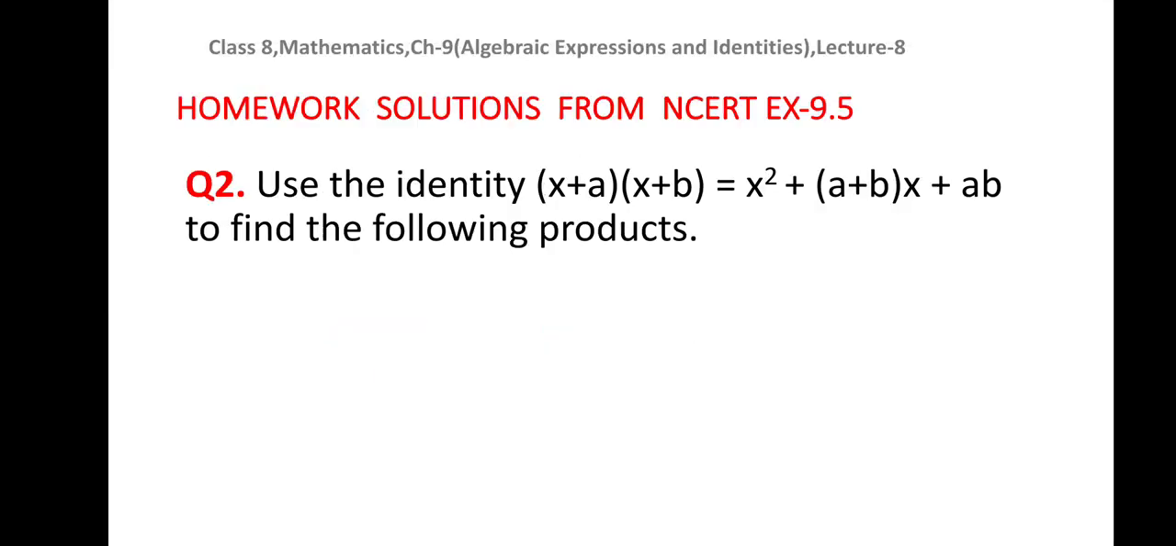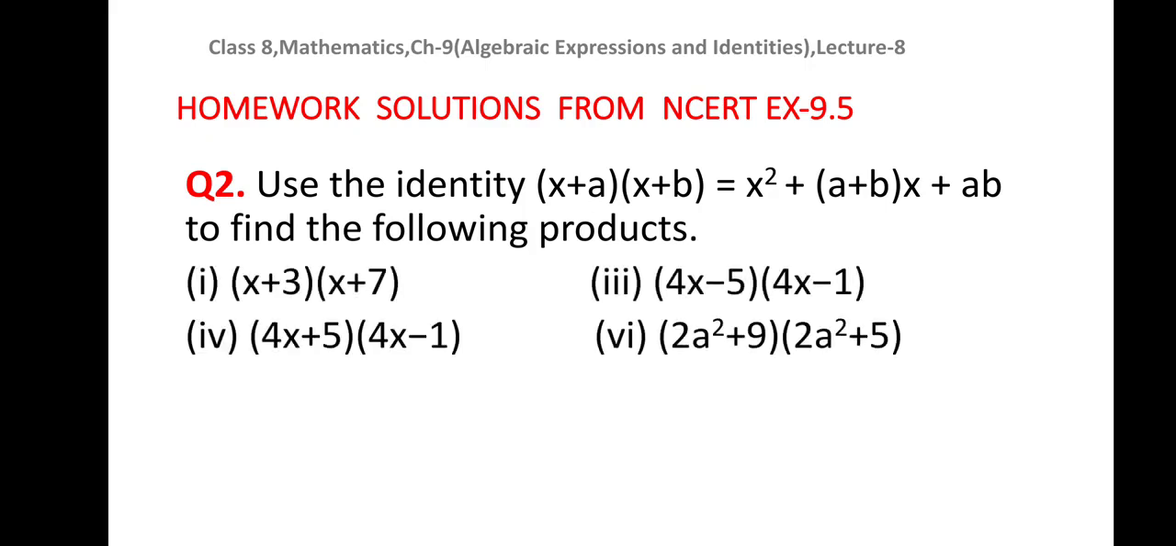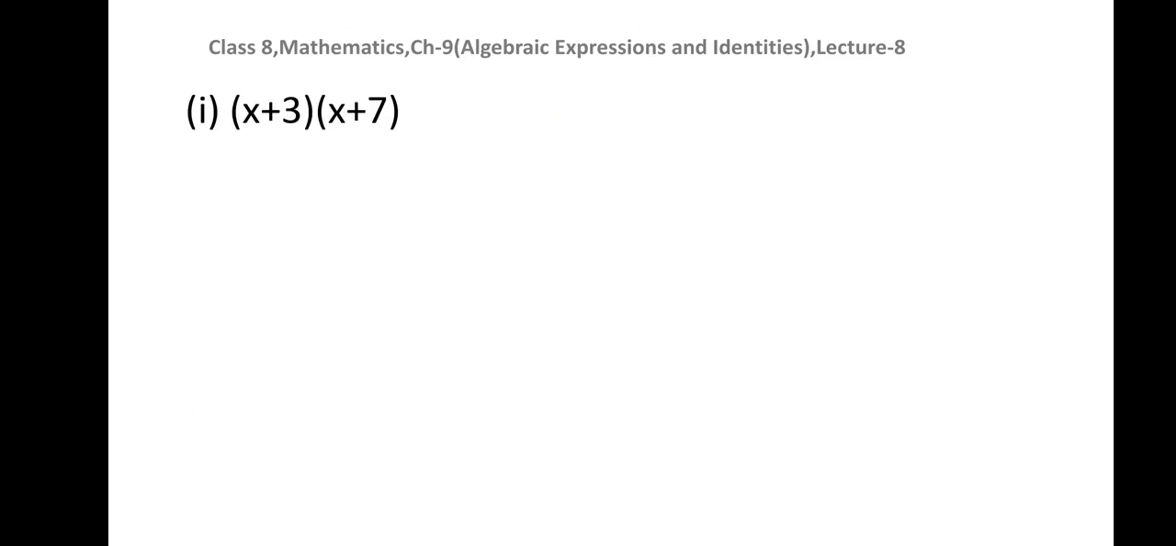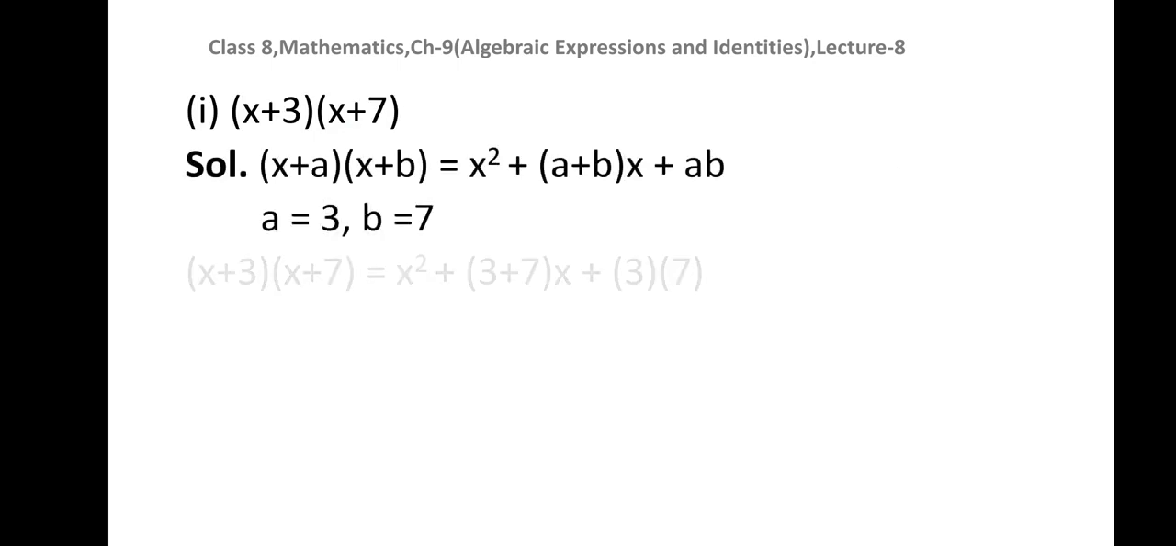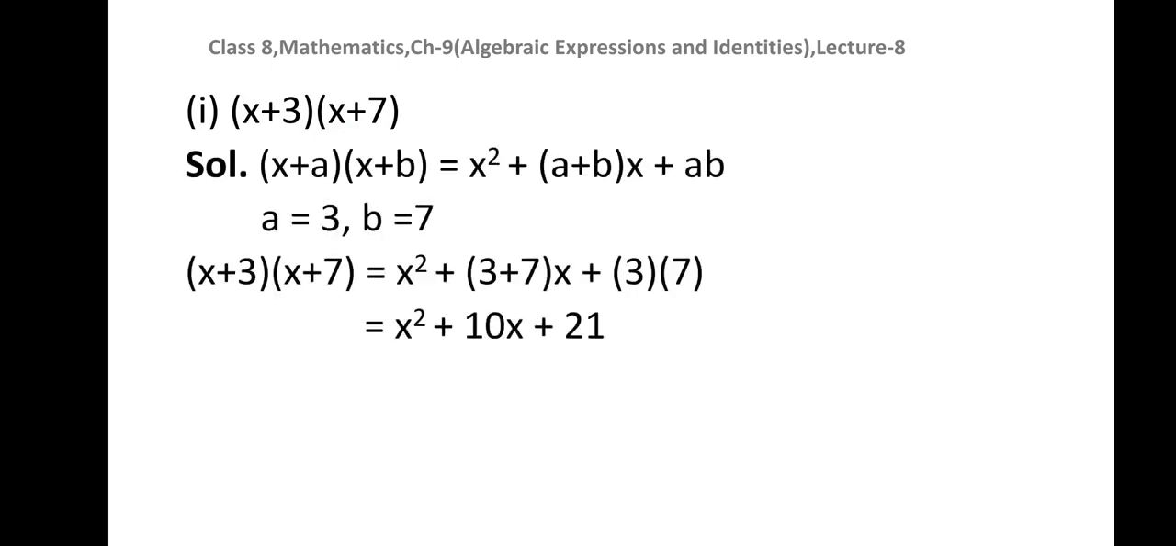Now let us see homework solutions from NCERT exercise 9.5. Question number 2 is using the identity. This is your identity number 4 to find the following products. I will be solving these 5 parts. So let us solve one by one. This is your first part, as we are supposed to use this identity number 4.